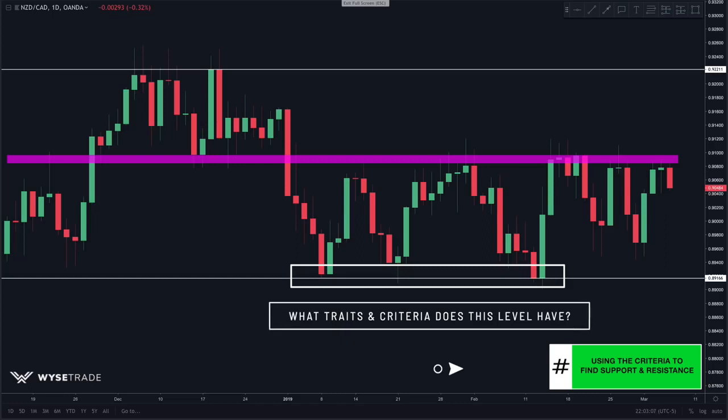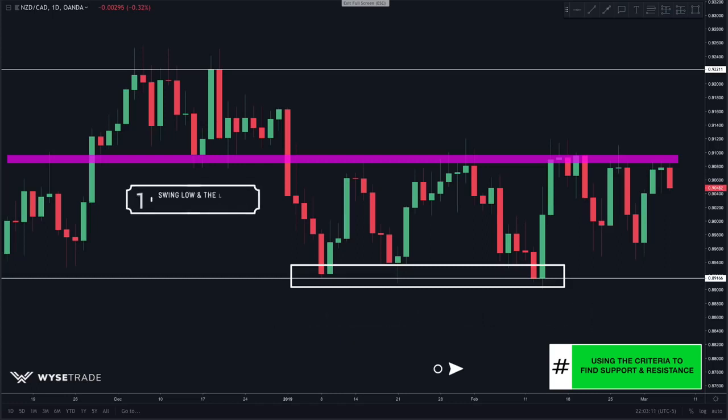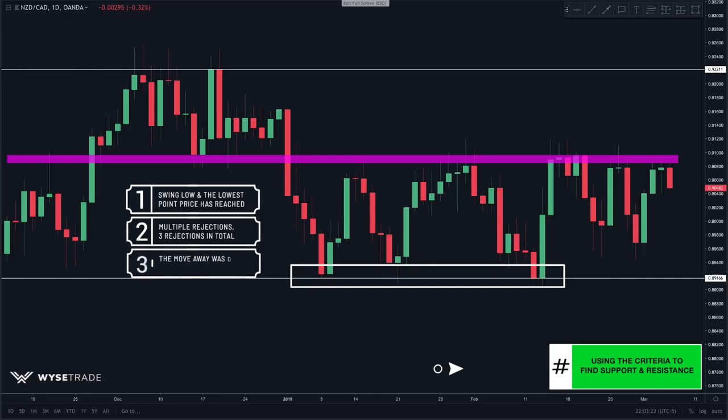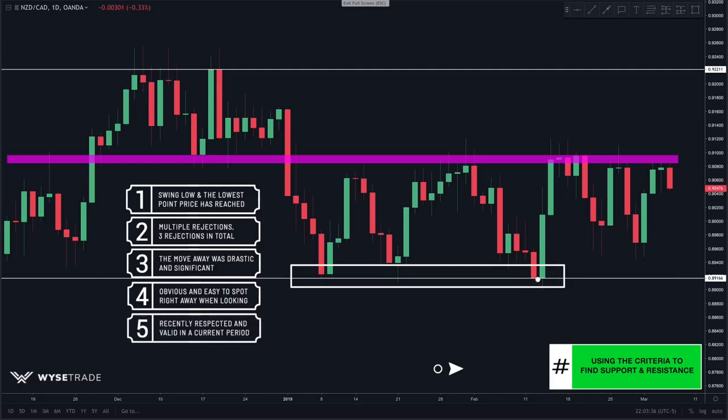So again, what criteria does this level have that makes it a good level of support? 1. It is the extreme swing low, meaning the lowest point price has reached in recent time. 2. There were multiple rejections of this level, 3 in total. 3. The move away was drastic because as you can see, price reversed significantly when it got here. 4. The level is obvious, as you should have easily spotted it when looking at the chart. And 5. It was recently respected and occurred in a recent time period.